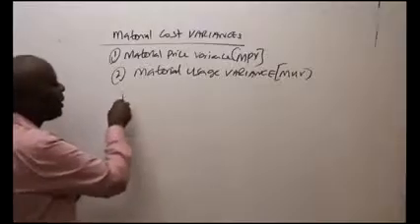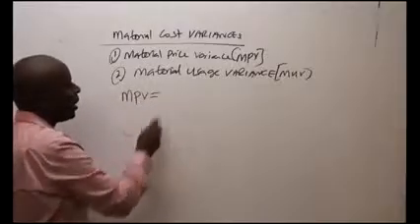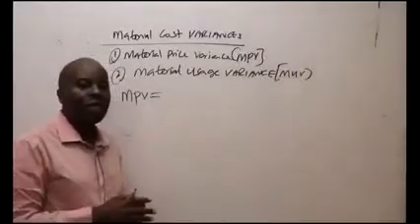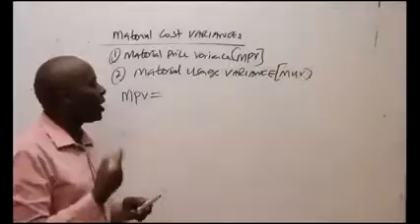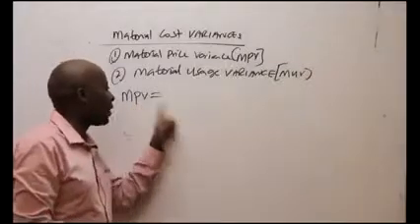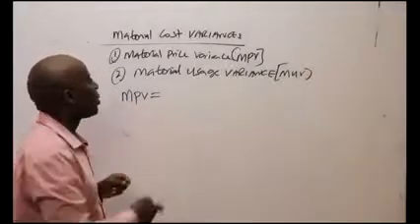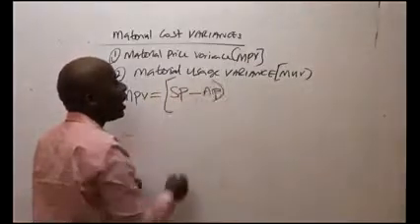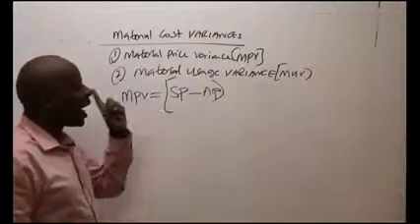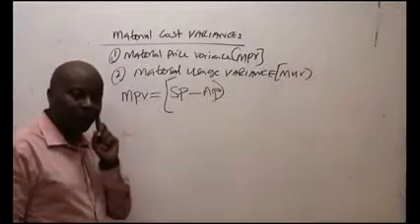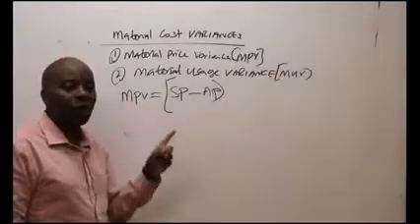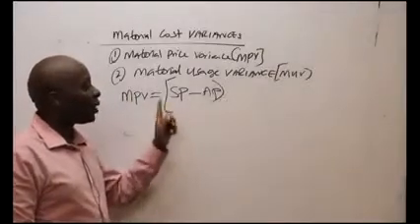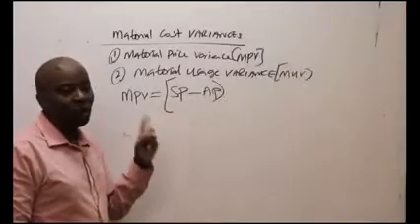So we have material price variance. How do we get material price variance? Variance means difference, the difference between two prices. So we have the price that we thought we would have incurred to purchase a kg, which is the standard price, and then of course we have the actual price.